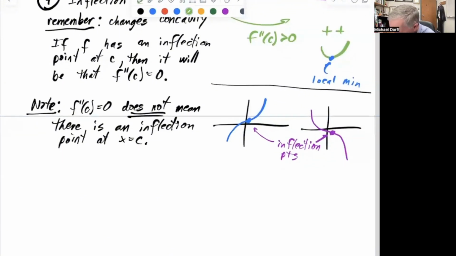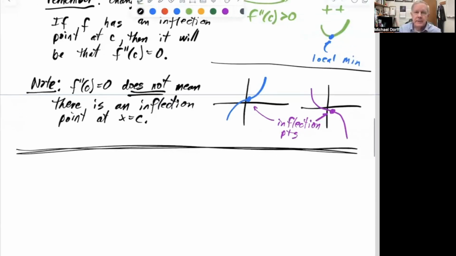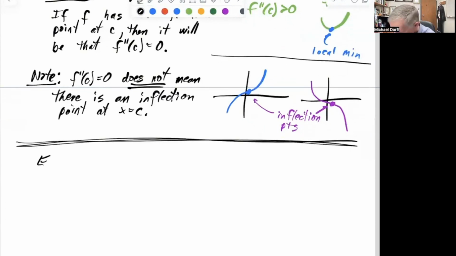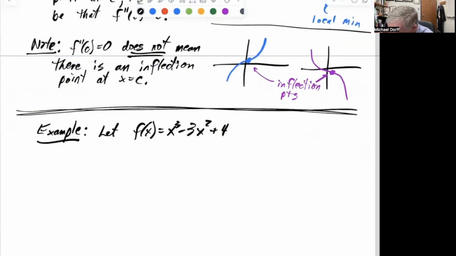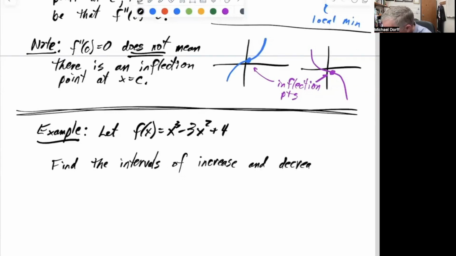Now we're going to use these ideas to figure out some information about a graph by just using the derivatives, and we'll be able to sketch it. So let's look at this example here. We have f of x equals x cubed minus 3x squared plus 4. First, find the intervals of increase and decrease. So how do we do that?